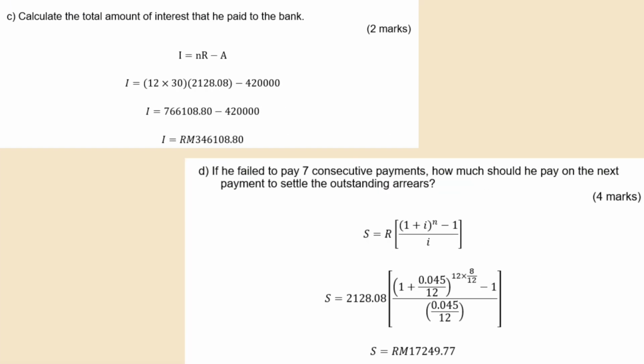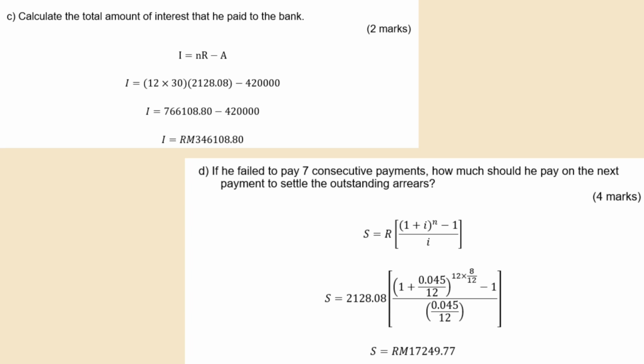For question C, we need to use the formula I equal to n times R minus A, which is 12 times 30 times 2,128 ringgit and 8 cent minus 420,000. The answer is 346,108.80.